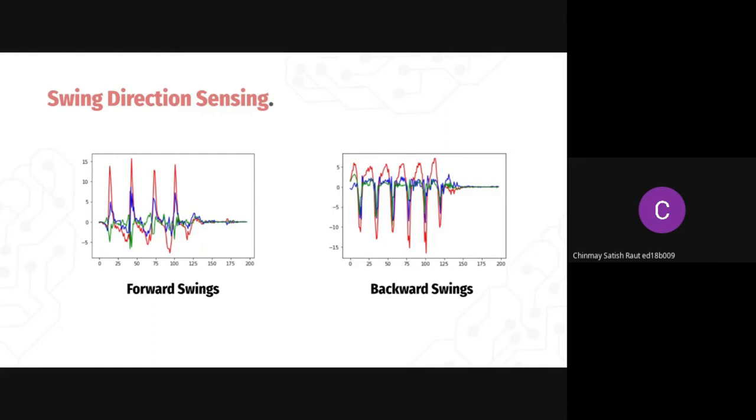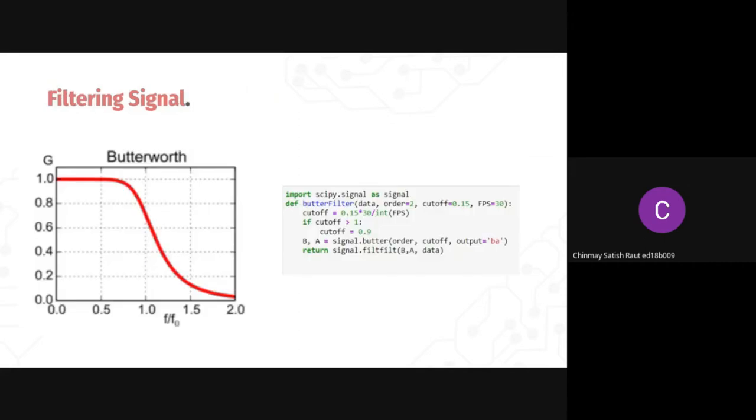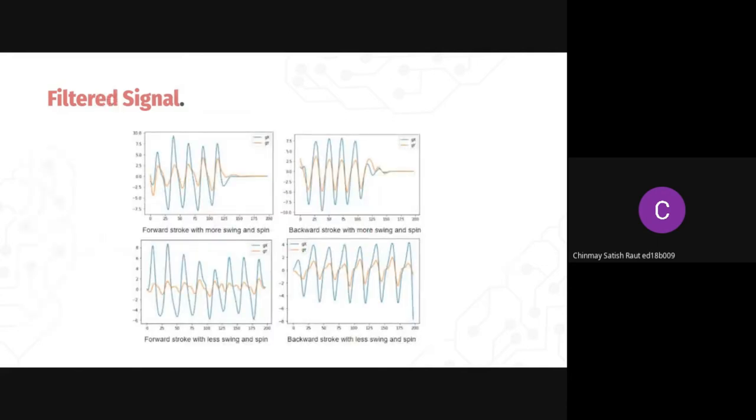As you can see, for forward swings, the x and y data peak in the positive direction, and for the backward swings, they peak in the negative direction. So this is one takeaway from the data. And of course, there was a lot of high frequency noise, which could be filtered out with a Butterworth filter, as we used in the first assignment also. So we use that filter and we filter our data to get better looking peaks, right?